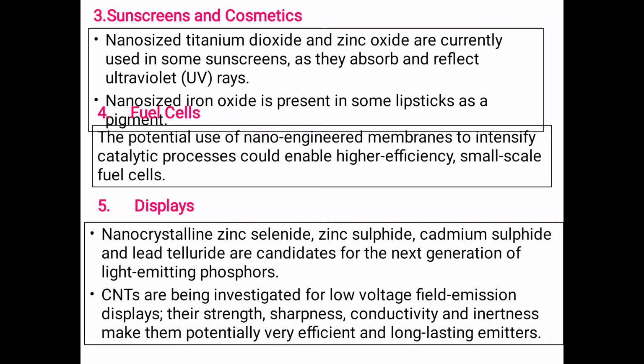Displays. Nanomaterials can be used as displays. So nanocrystalline zinc selenide, zinc sulfide, cadmium sulfide and lead telluride are candidates for the next generation of light emitting phosphors. Carbon nanotubes are being investigated for low voltage field emission displays because of their strength, sharpness, conductivity and inertness, which may make them potentially very efficient and long lasting emitters.